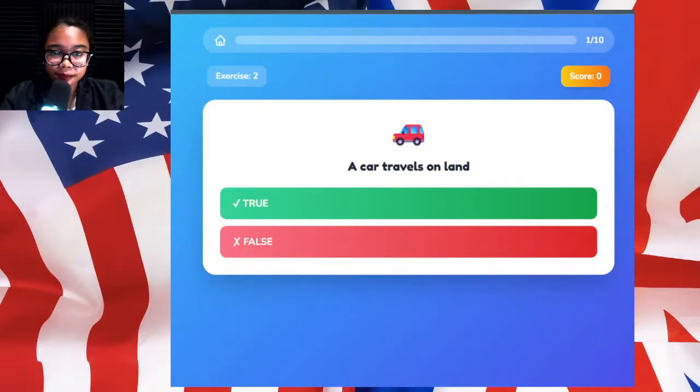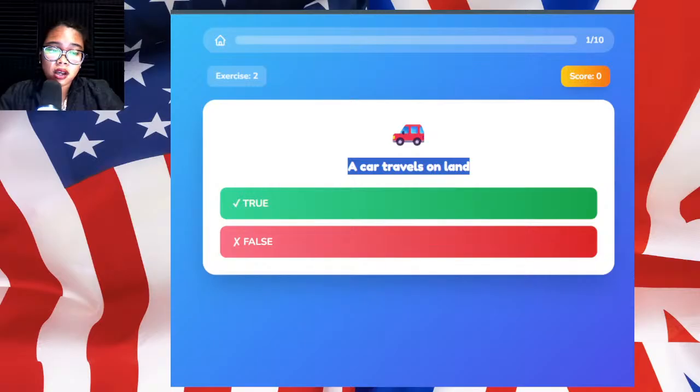Okay? All right. Now, again, for exercise number two, you have two options to answer. Is it true if the statement is correct? Is it false if the statement is wrong? Now, click true if it's correct, click false if it's not. Okay? All right. Let's start. The statement is a car travels on land.